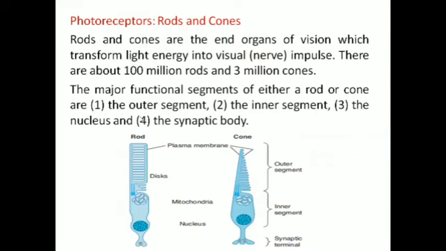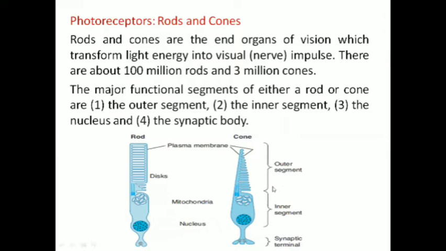Coming to the photoreceptors, that is the rods and cones. Rods and cones are the end organs of vision which transform light energy into visual nerve impulse. There are about 100 million rods and 3 million cones. The major functional segments of either a rod or cone are shown in this diagram.